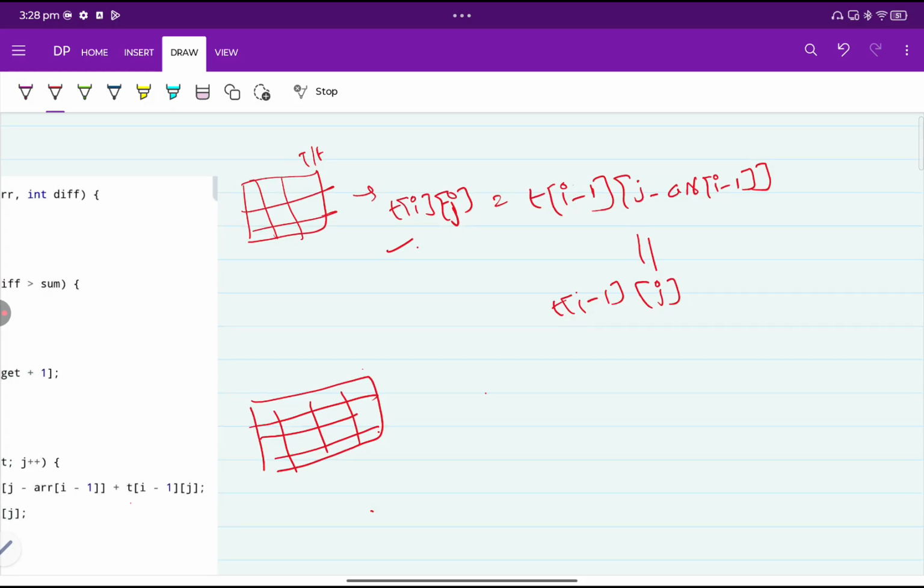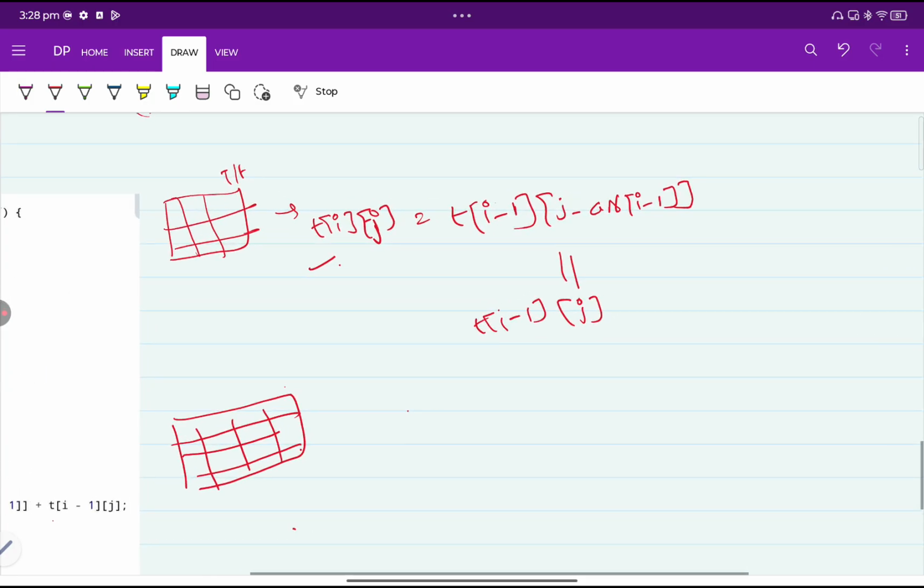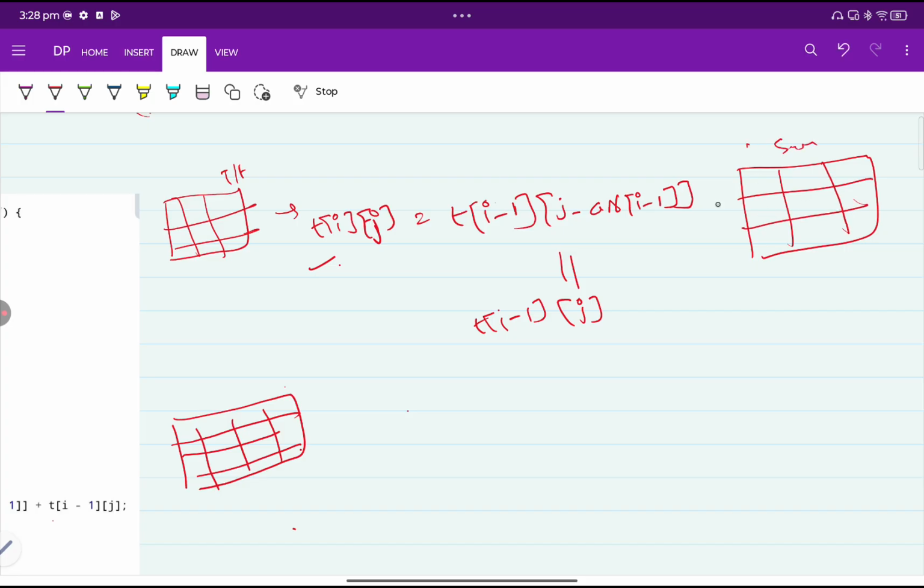If I talk about the initialization between them, for example, if there is a sum or target and an array, then having sum equal to 0 is initialized with true. Having sum equal to 1 without having any element is totally false. This is the initialization, and this is the code: if j is greater than the current value, if j is greater than the current value.